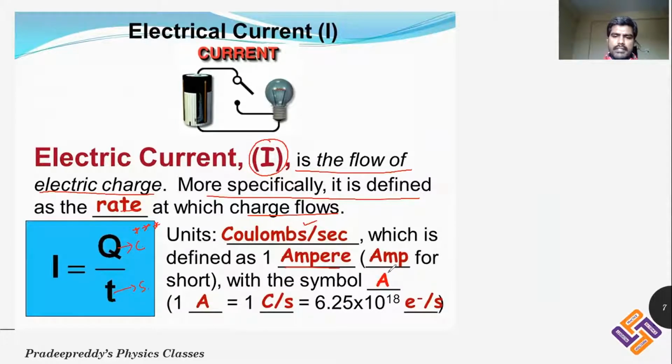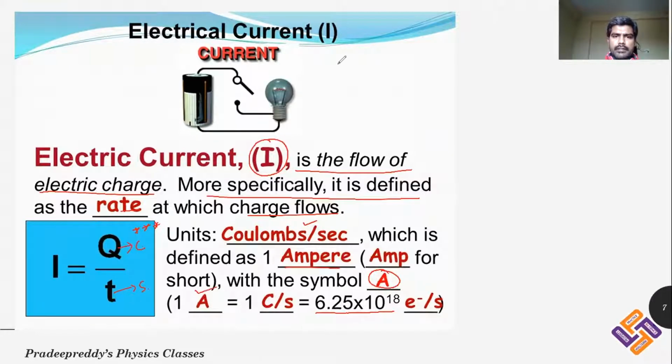Its symbol is written as A. And 1 ampere is equal to 1 coulomb per second. 1 ampere is nearly equal to 6.25 into 10 power 18 electrons per second. So if 6.25 into 10 power 18 electrons travel for 1 second, it produces 1 ampere of current.